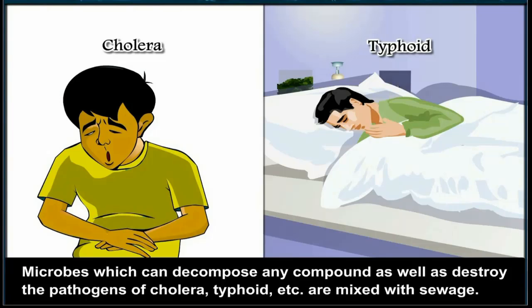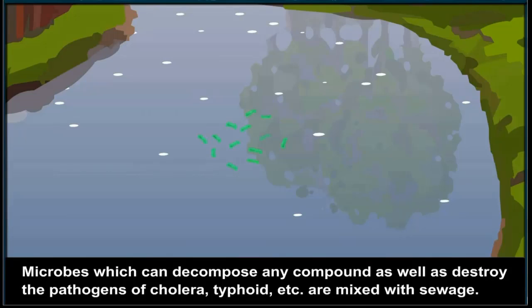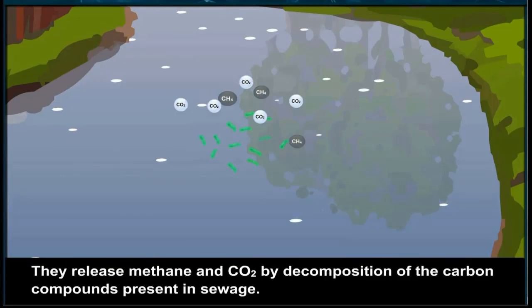So these are different diseases which can be caused through this sewage water being a cause of contamination of regular drinking water. In order to avoid all this, sewage water needs to be treated with specific microorganisms. These microorganisms release methane and carbon dioxide by decomposition of the carbon compounds present in sewage.